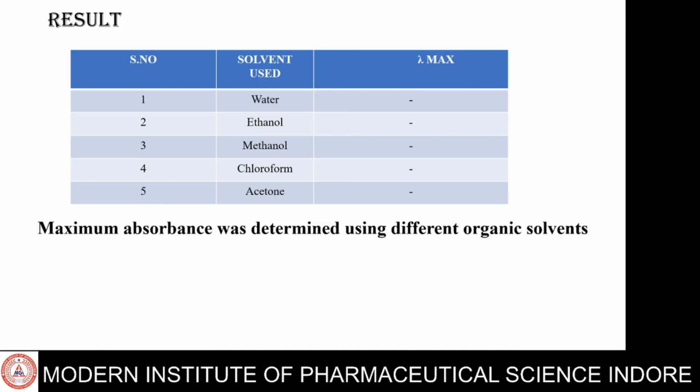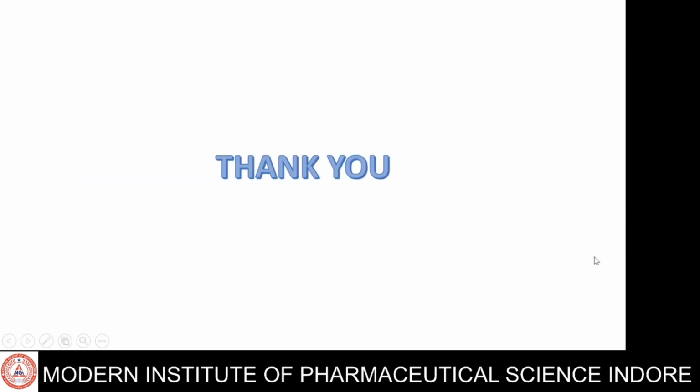Now, in the result, we have to make a table: first serial number, solvent used and lambda max. There are many solvents which we are going to use for detection of lambda max of any sample: first water, ethanol, methanol, chloroform and acetone. Now, this is the blank side where we have to report the lambda max of the compound with each type of solvent. Result: maximum absorbance was determined using different organic solvents.